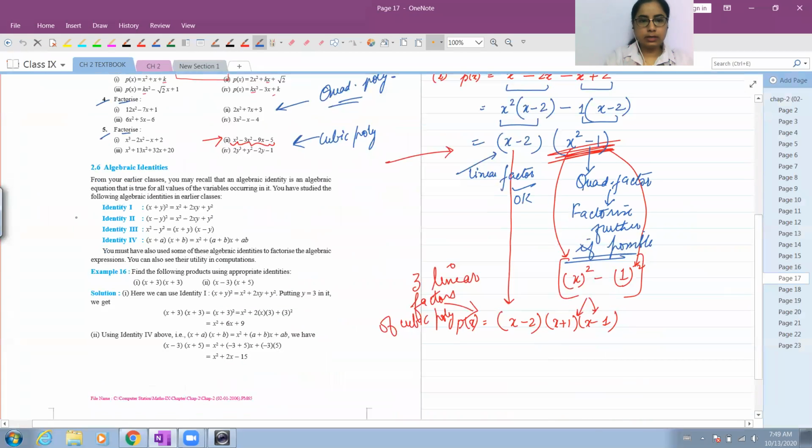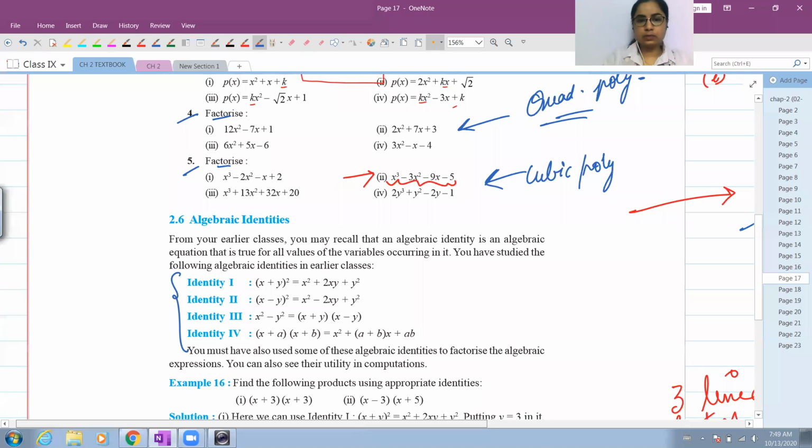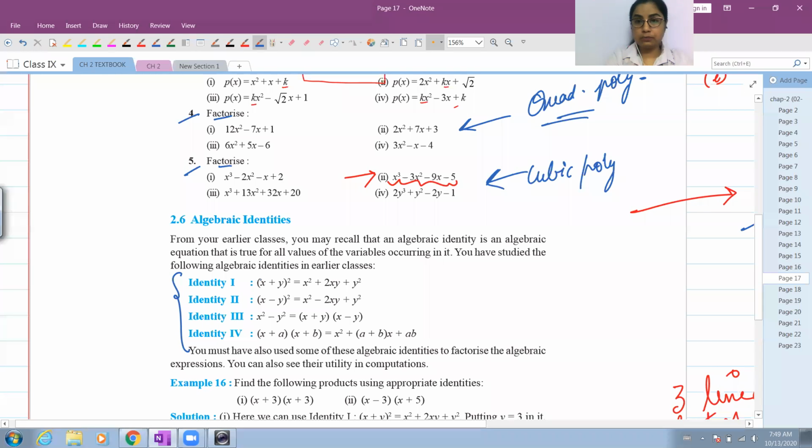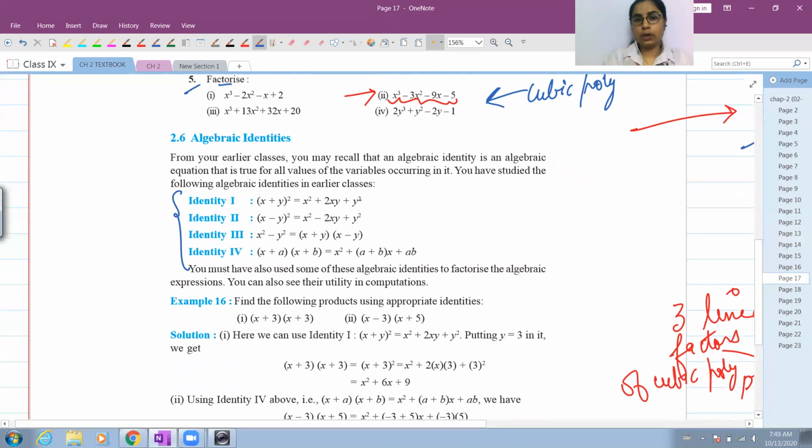So these are the identities you did last year, the identities involving the products of binomials. The first one is x plus y whole square. Maybe you've done in A and B. If you are comfortable writing the identities using A, B, you can write it that way also. It's just a formula. So x plus y whole square means x plus y multiplied with x plus y. So this is the sum of two terms. Binomial multiplied with binomial, where the binomial contains sum of two terms.